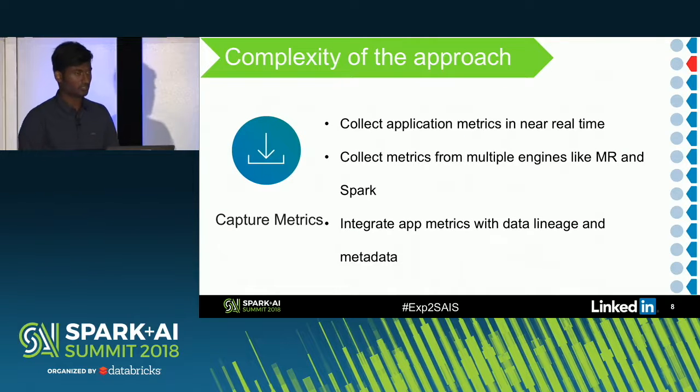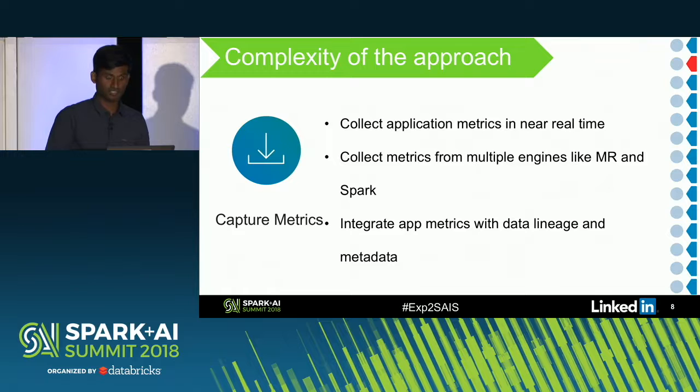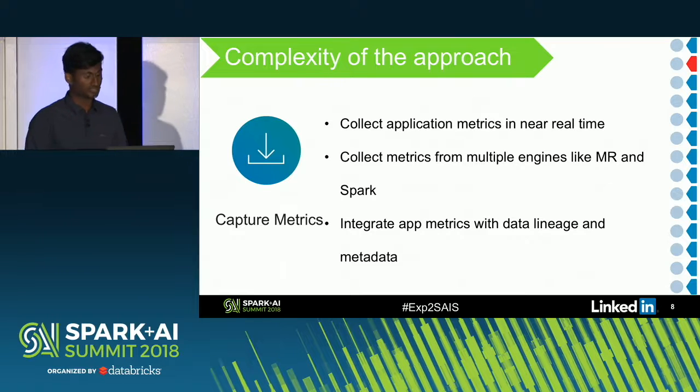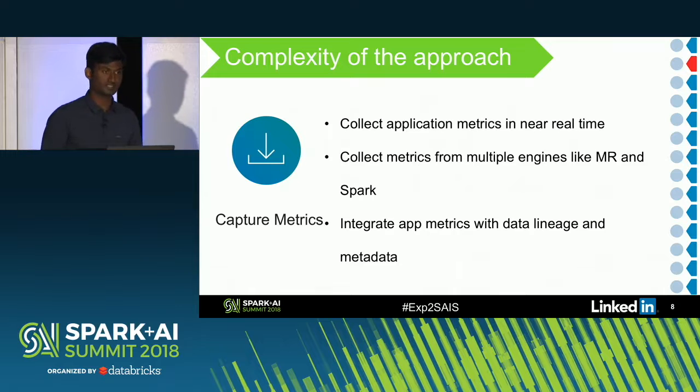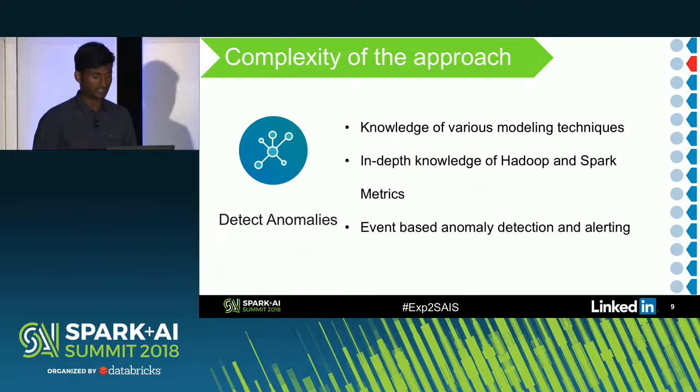So in order to comprehensively answer all of the issues that we saw, the first and foremost thing is that we need to collect a rich set of application metrics in near real time. We would need to collect them from the multiple computation engines that we support, like Hadoop and Spark. Once they are captured, we would need to integrate them with other information like the data lineage, the cluster metadata, and so on. Once all of these metrics are captured, in order to detect anomalies in those metrics, we would require knowledge of various modeling techniques.